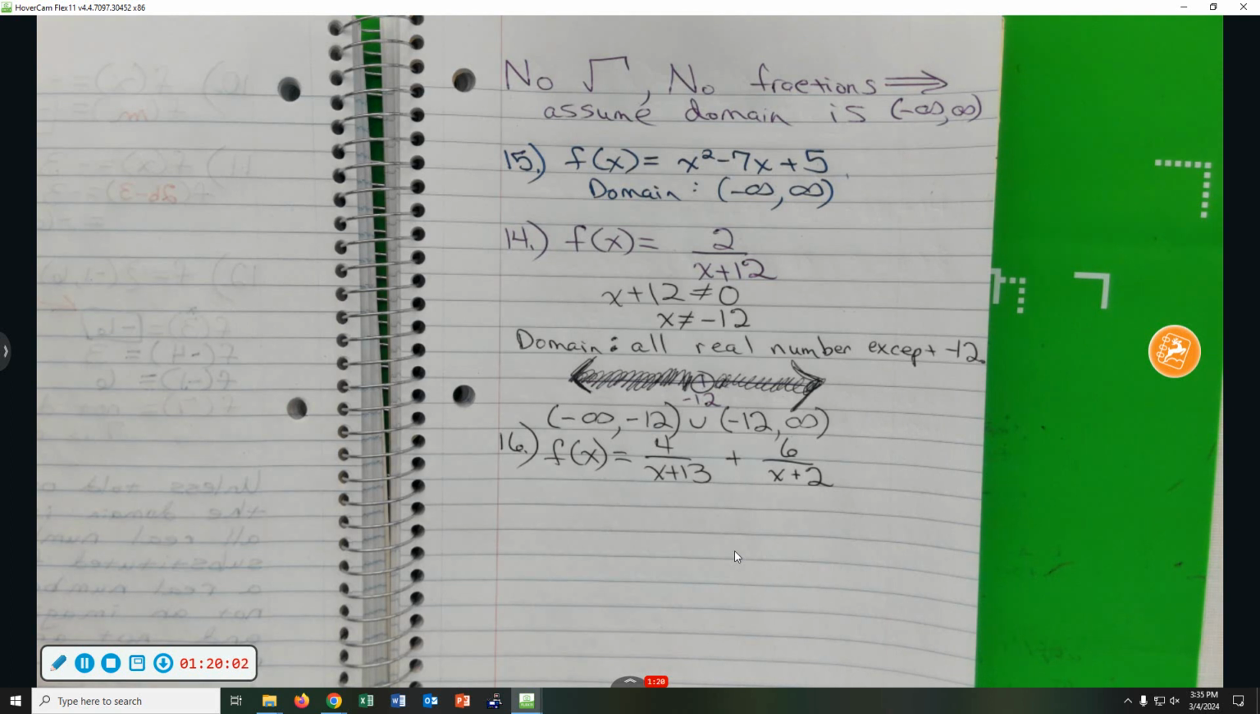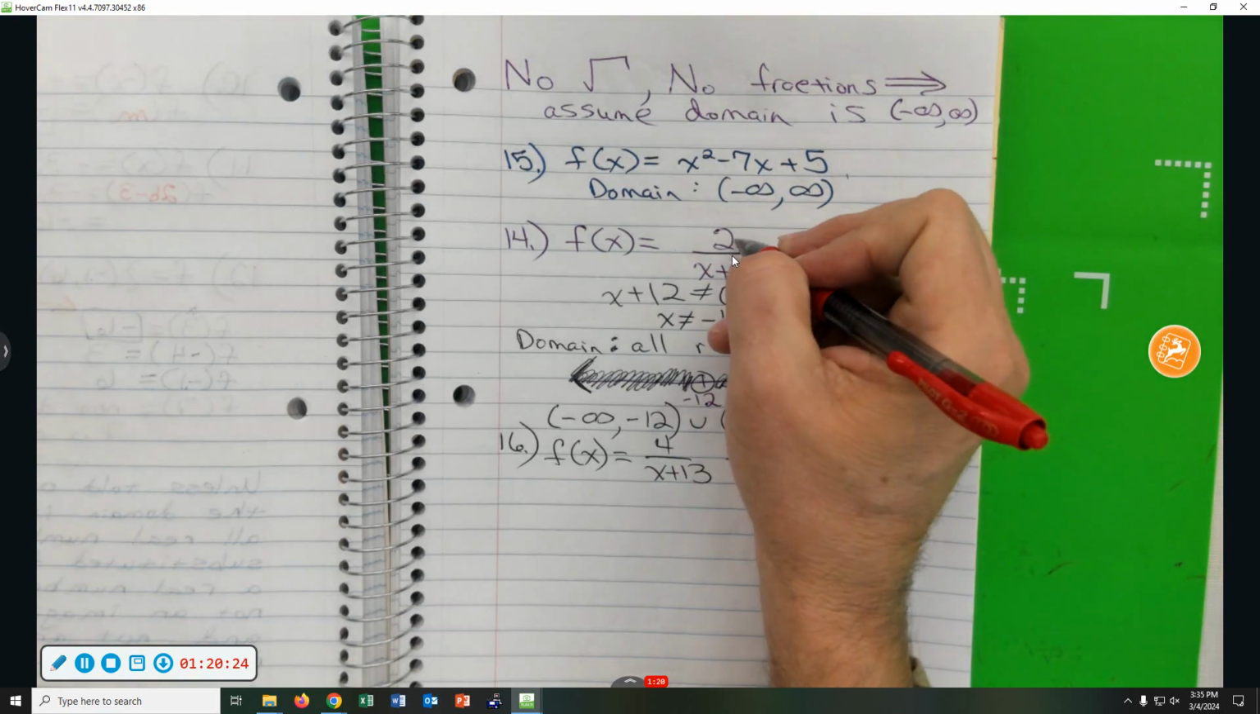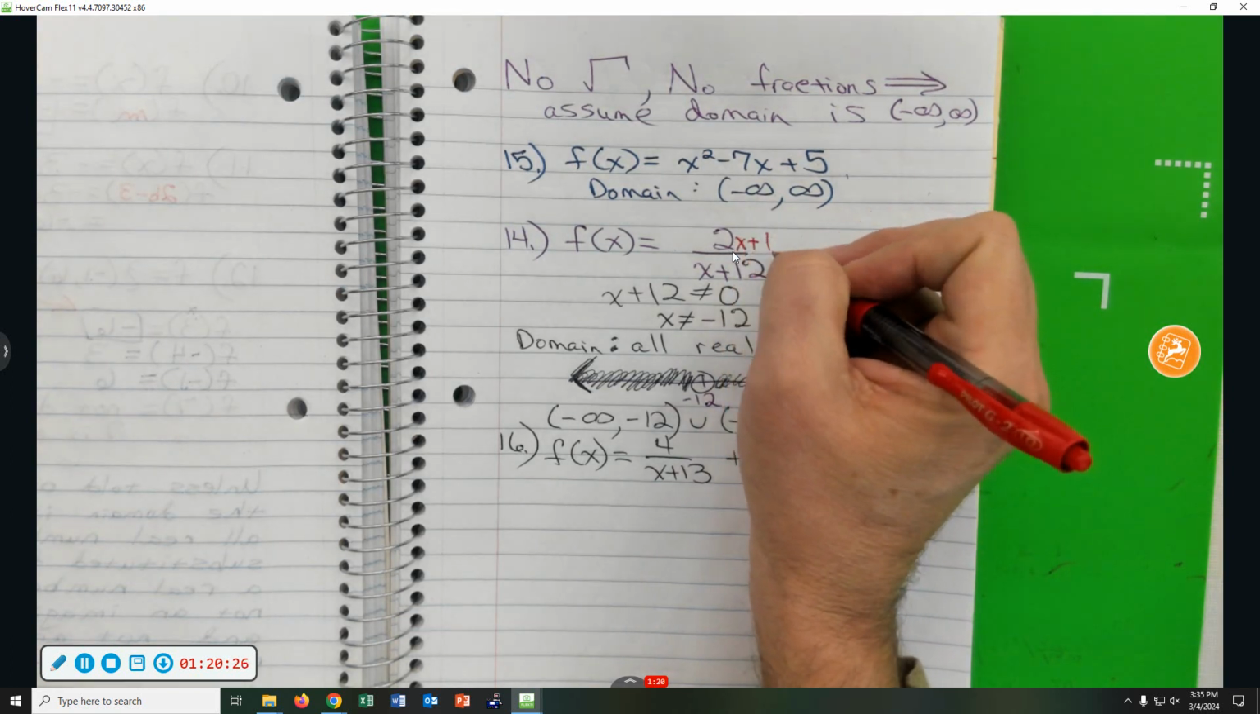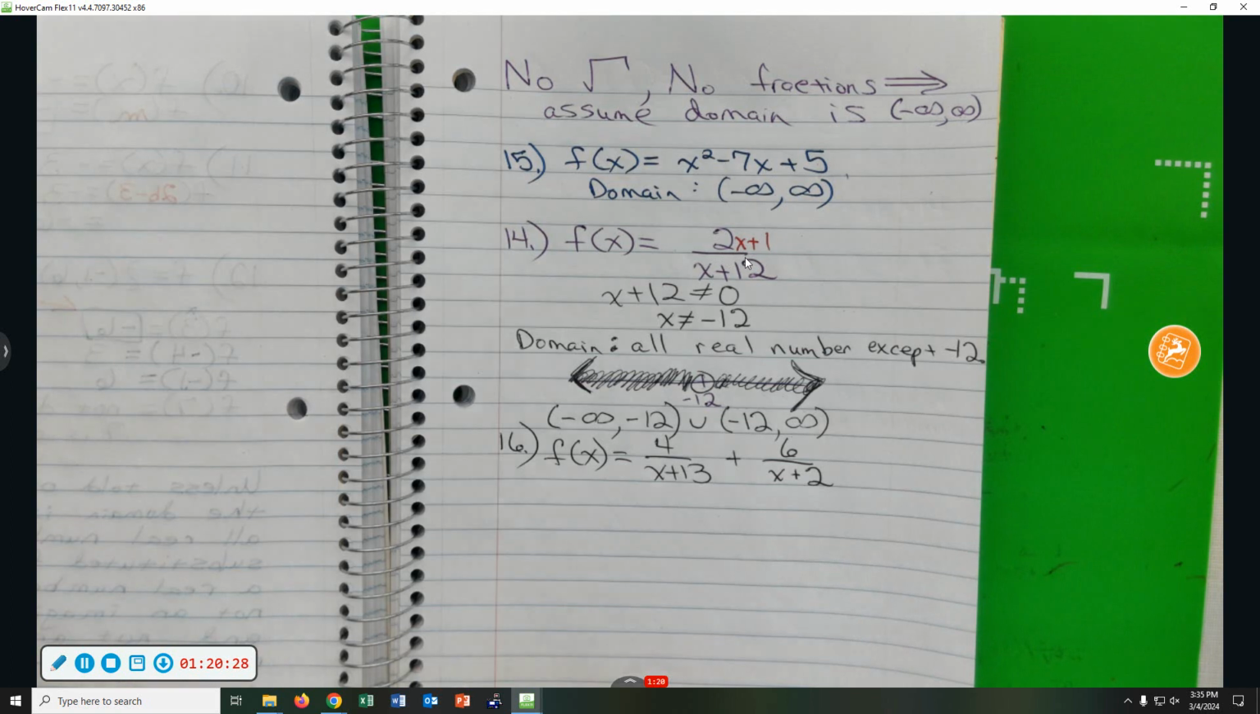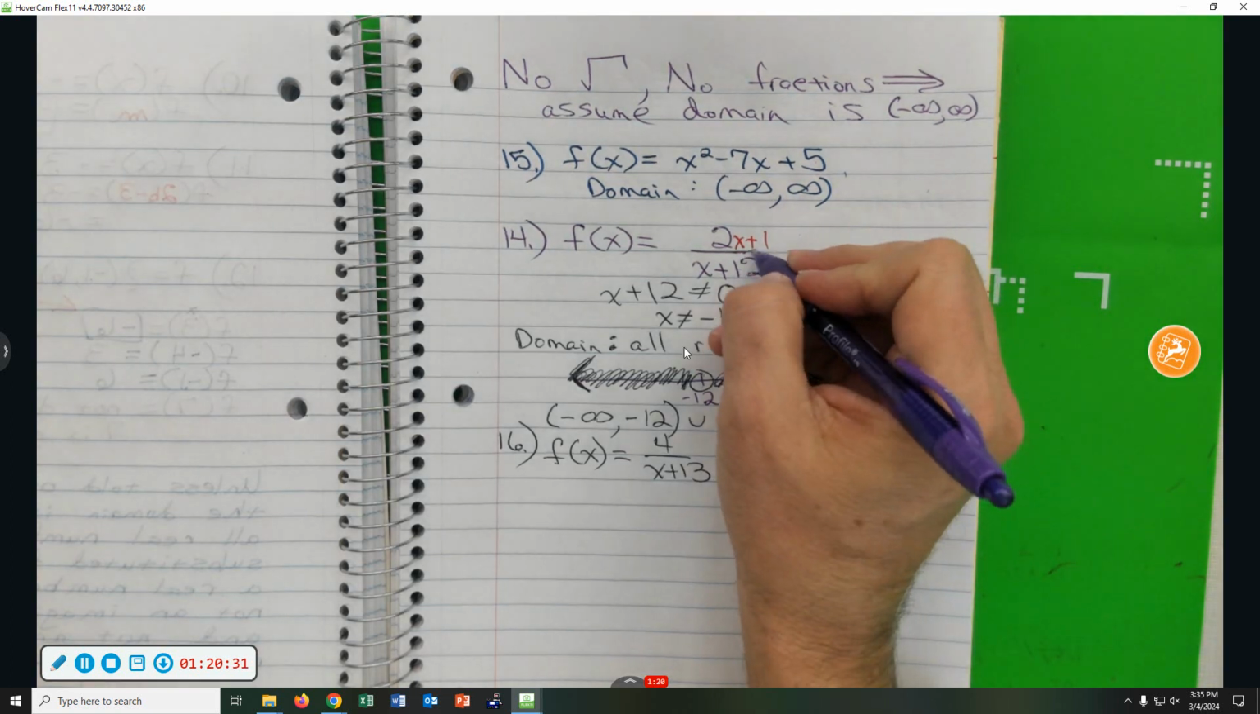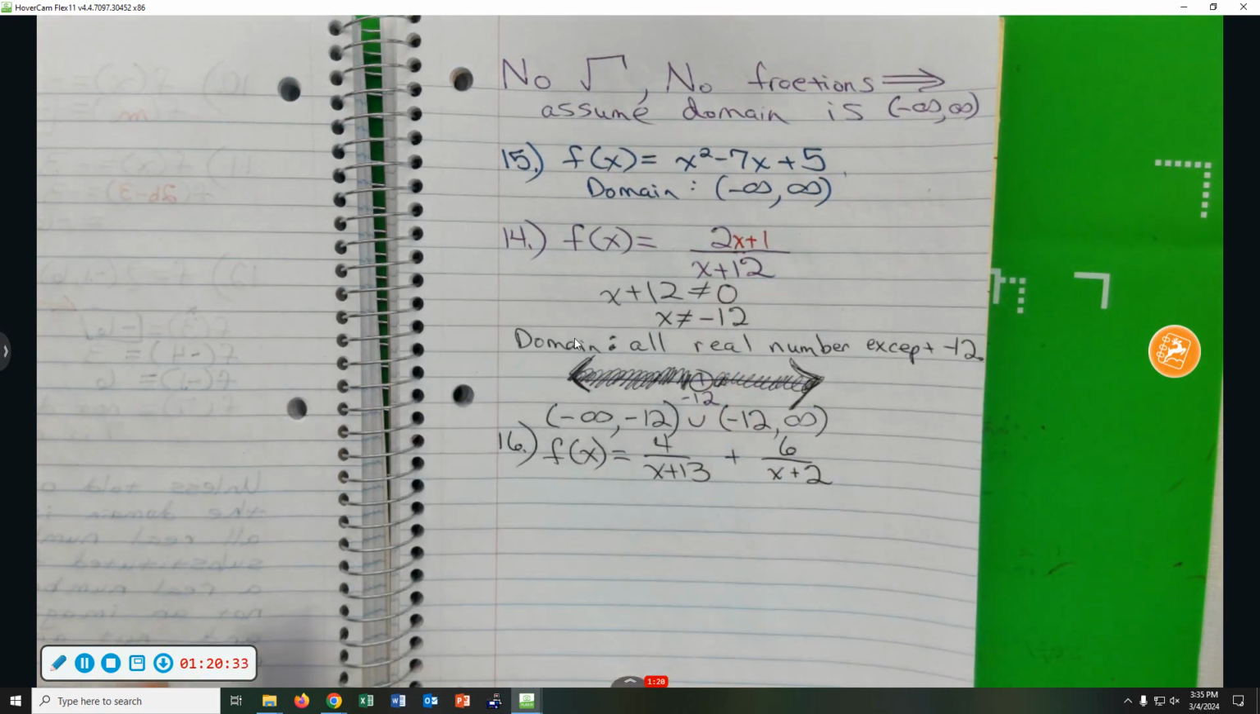Well, we know for a fact that the domain is not negative infinity to infinity. Why? It's fractions. Okay. Let's look at number 14 before we go on. Look back up here. Suppose I did this. I'm going to change number 14. Suppose I changed it to 2x plus 1. Does that change the final answer? Does that change the domain?